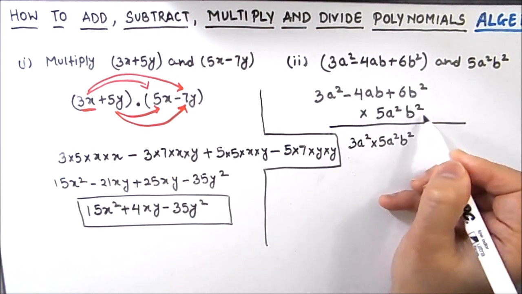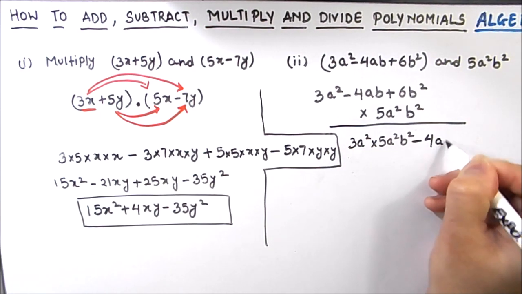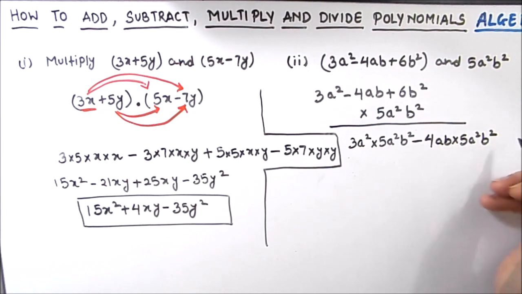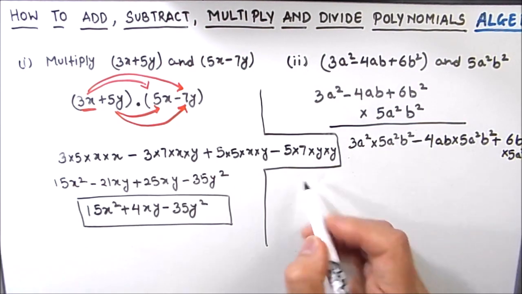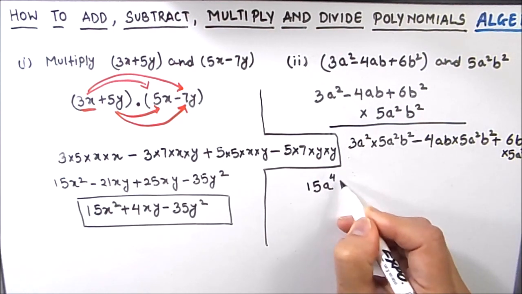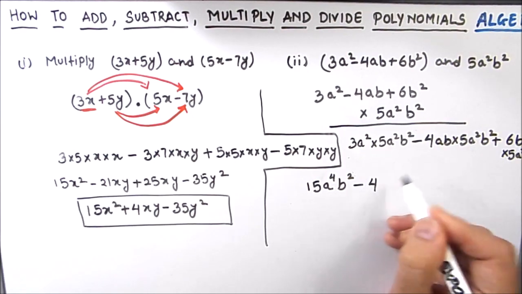Then we will multiply 5a square b square to negative 4ab. So negative 4ab times 5a square b square. And then we will multiply 5a square b square to 6b square. So this is going to be 3 times 5, 15. A square and a square will become a to the power 4 times b square.